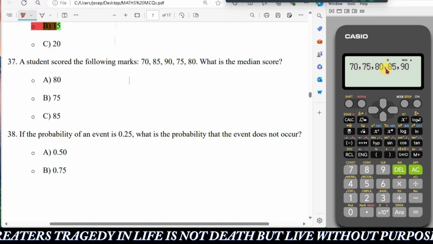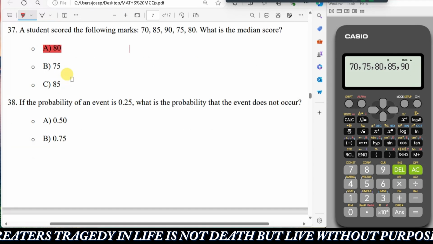So you pick the middle number. So from here, 1, 2, 3, 4, 5, and the middle number is 80. So it means our correct answer here is A, right? Simple as that. So arrange it in descending or ascending order, and you still get the median correct.